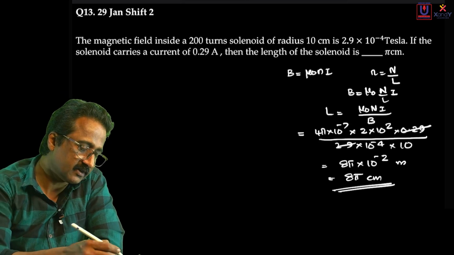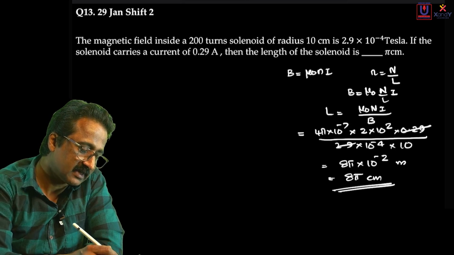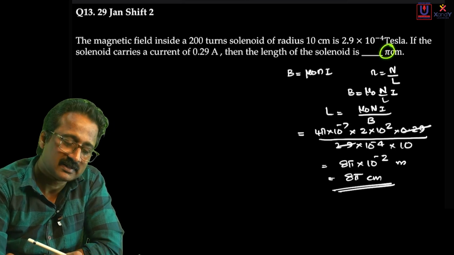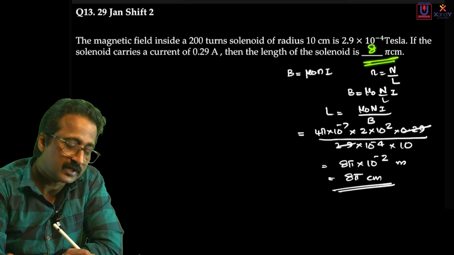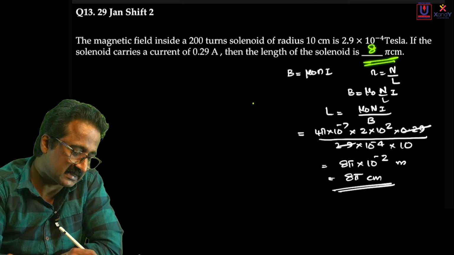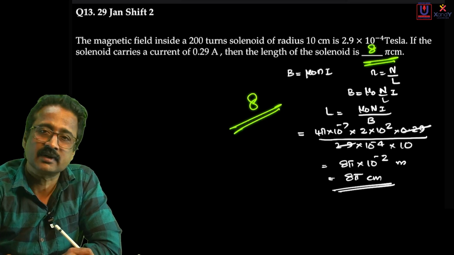But already there is a pi in your answer. Remember, they ask you how many pi's. So the answer is 8 pi. Answer is 8 pi centimeter. So the numerical value of this answer is 8. 8 is the numerical value.